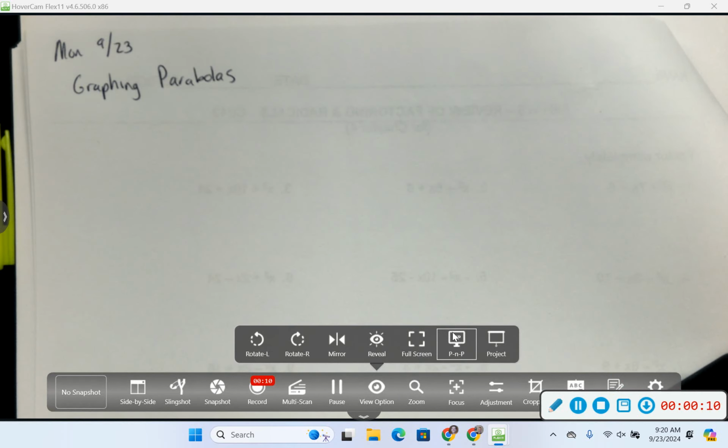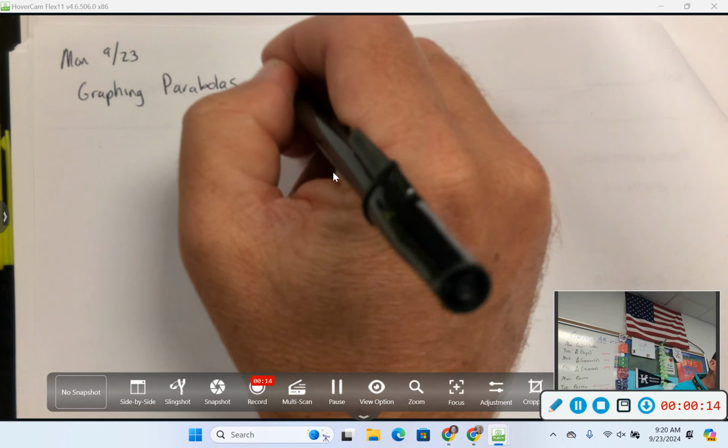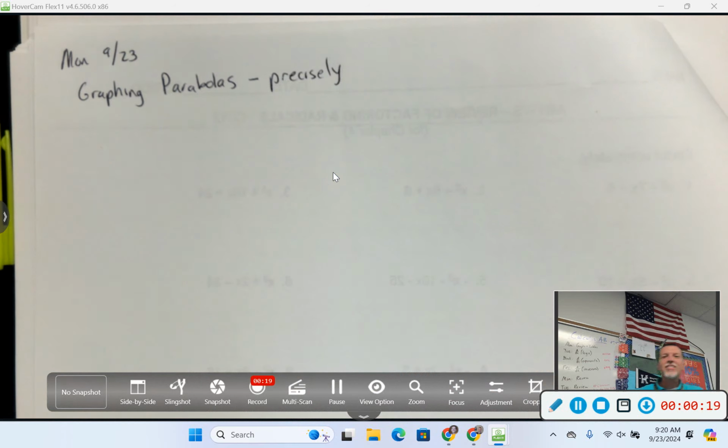Try again here. Okay, graphing parabolas, but we should add a little more to that, because we're going to graph parabolas precisely or accurately, not just throwing a U on there and saying, yeah, it's a U, and we kind of get the idea. That's sort of what we did up until now, which was okay for now because we just wanted the basic shape. Now we want to be a little more precise in our graph.